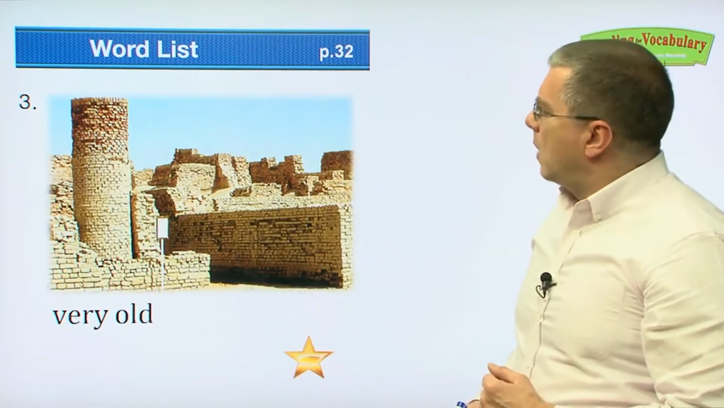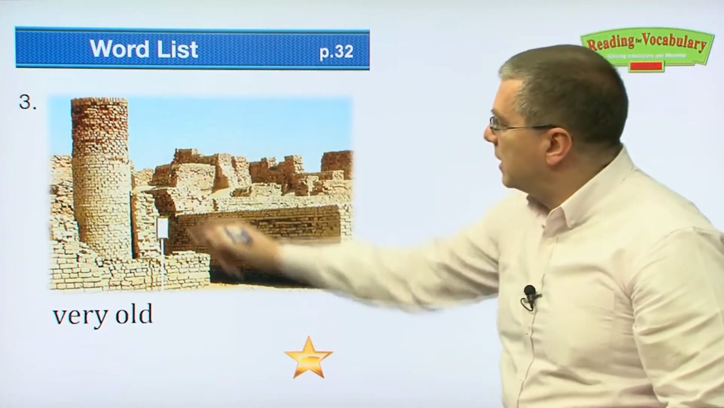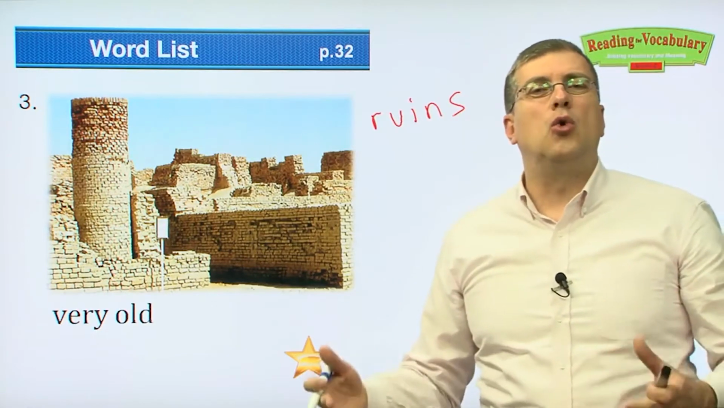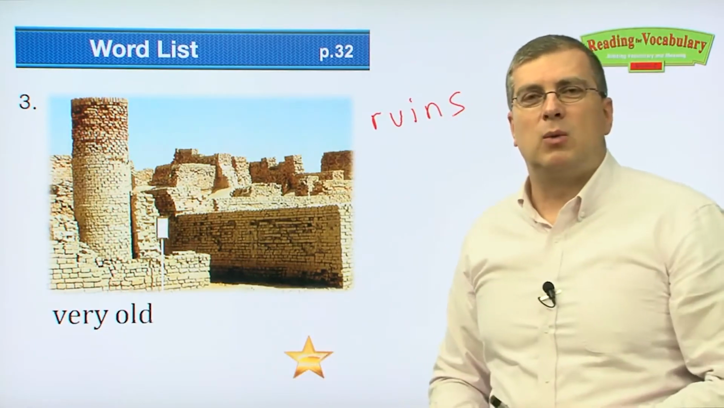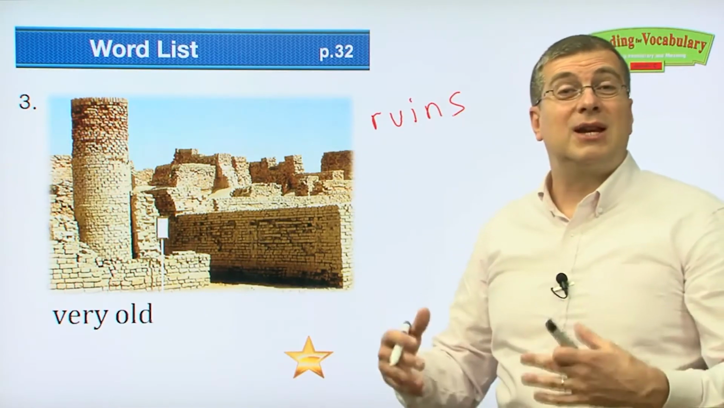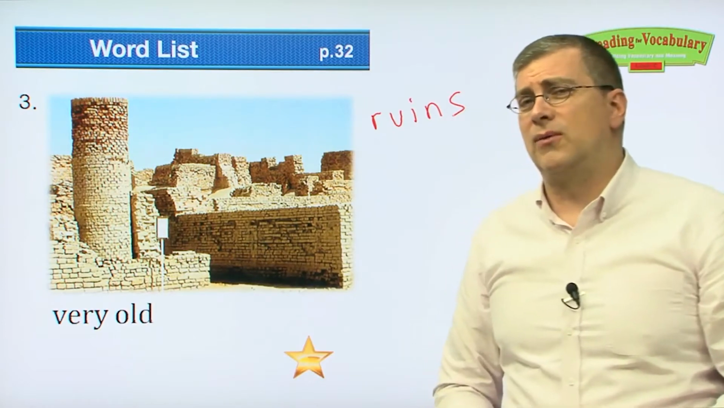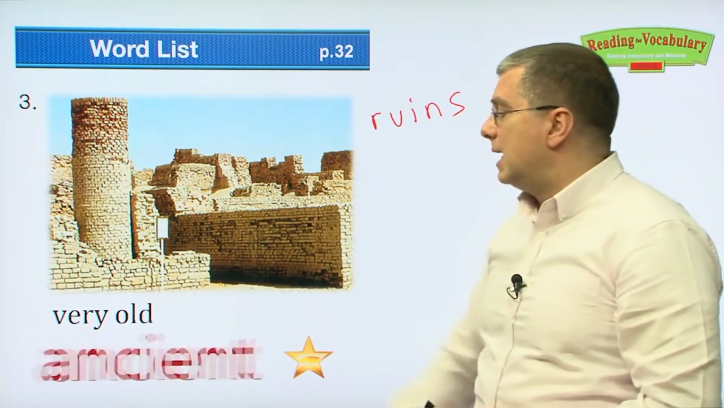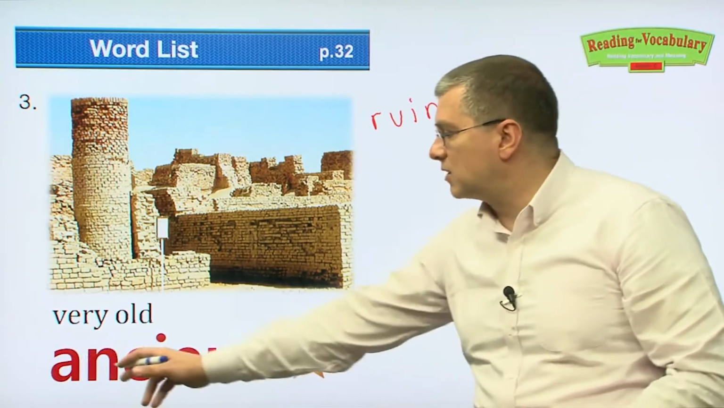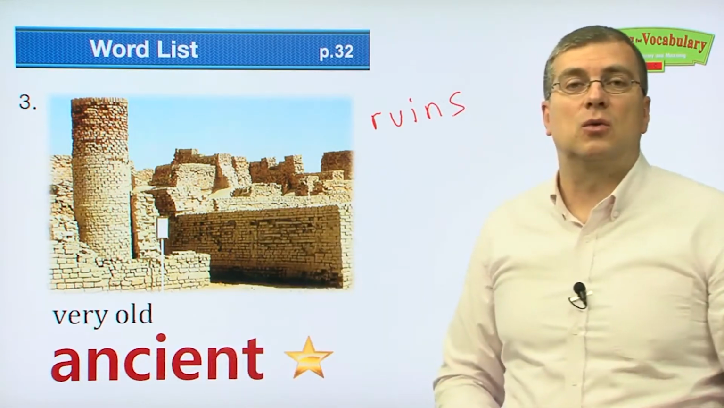Okay, the next one. Wow, this looks very, very old, doesn't it? When we look at something like this, these are ruins, right? Ruins from a very, very old civilization. You've probably read about Rome, or a long, long time ago in China, or even in Korea. We can see ruins. They're very old. Another word for very old, it's an adjective that we use, is ancient. It's a little bit maybe a difficult word, so ancient. These are ancient ruins.